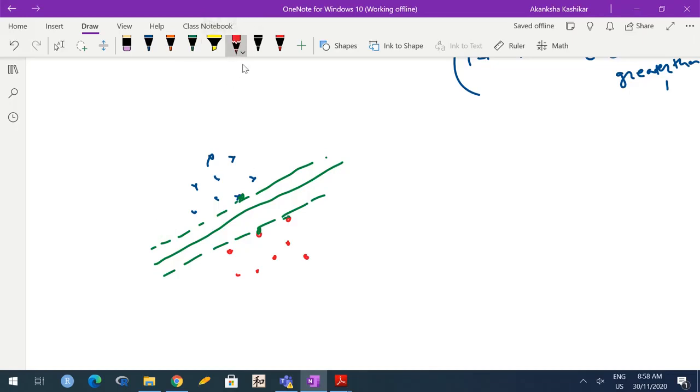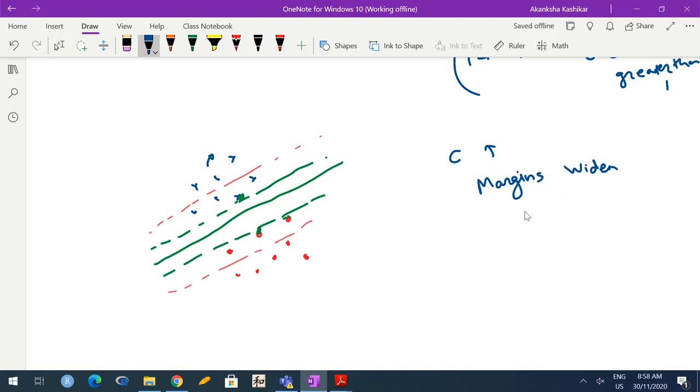You can have something like this as a margin if you are ready to allow for certain violations. So these three would become violations, and here also those four would become violations. As soon as you allow for some violations, your margins become large. So what do I mean by that? As C increases, margins widen.